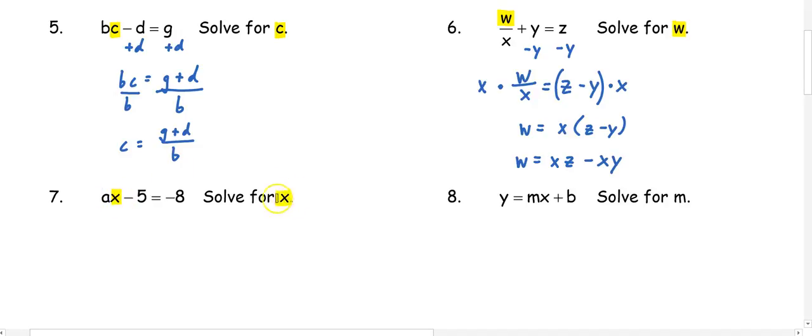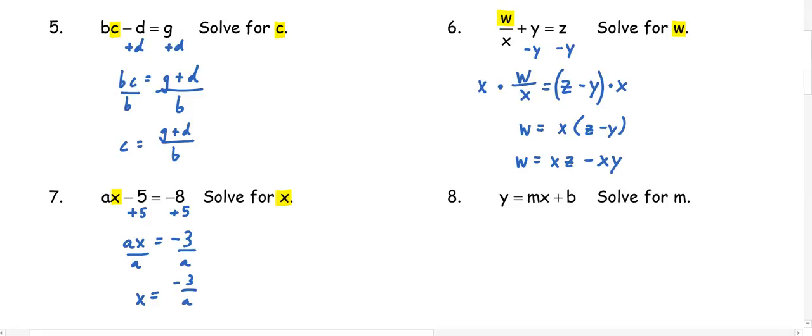Number seven, we need to solve for X. Notice that this time there's also some numbers mixed in here when we're solving for the variable. So in order to solve for X, what we're going to do first is add 5 to both sides. So we get AX equals -3. Since it's a number that we can work with, we're going to simplify the numbers. Then to solve for X, we're going to divide both sides by A. And we're going to leave it as a fraction because we don't know what 3 divided by A is, because we don't know the value of A.